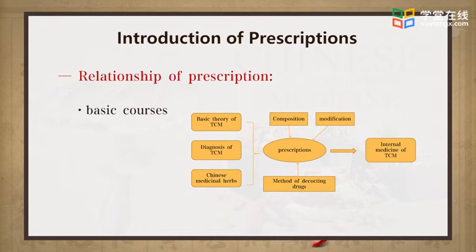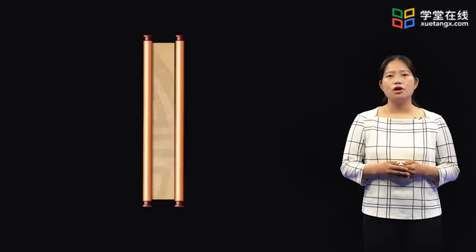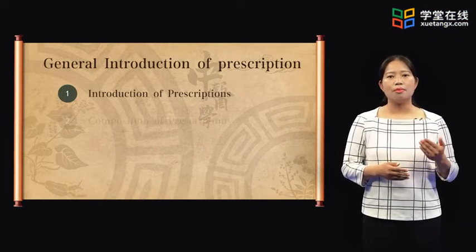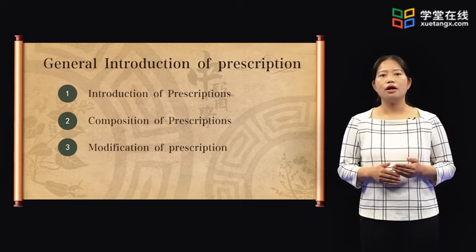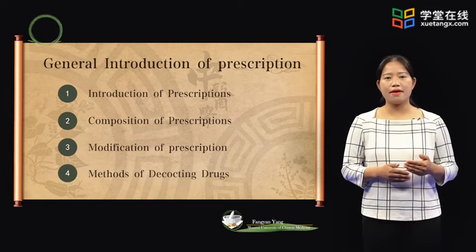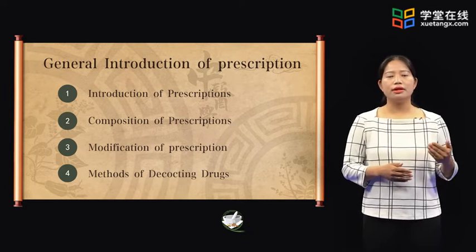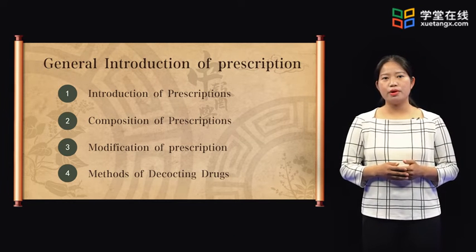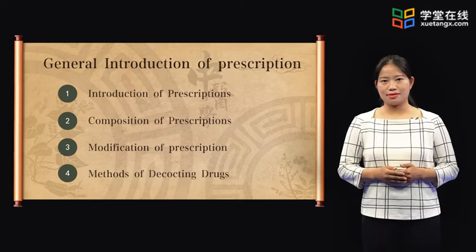A prescription is composed of selected drugs and suitable dose based on syndrome differentiation for etiology. The composition of a prescription is in accordance with the principles of formulating a prescription. A prescription may contain composition, modification, and methods of decocting drugs, which will affect the therapeutic effects of the prescription definitely. Today, we will make a brief introduction to those four parts.